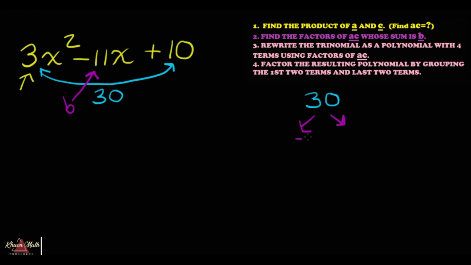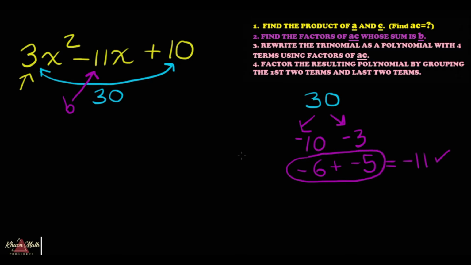We can go negative 10 and negative 3. Well, that's not going to work because when we add up these two numbers, it comes out to negative 13. And we need it to be negative 11. So how about we try negative 6 and negative 5. Negative 6 times negative 5 is positive 30. But when you take negative 6 plus negative 5, that comes out to negative 11. And that's what we needed. So these are the two numbers for step number 2.